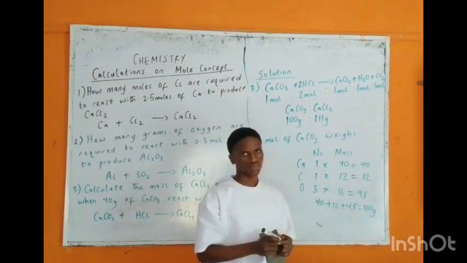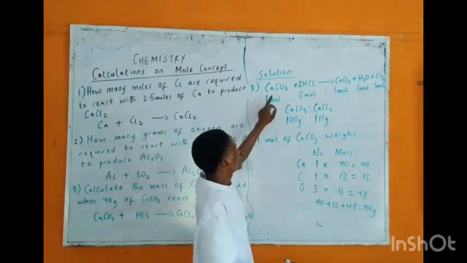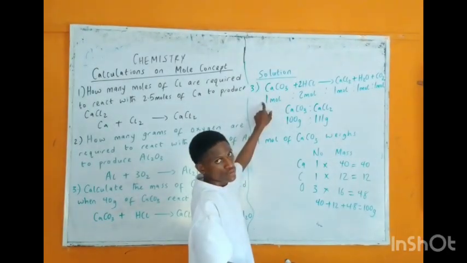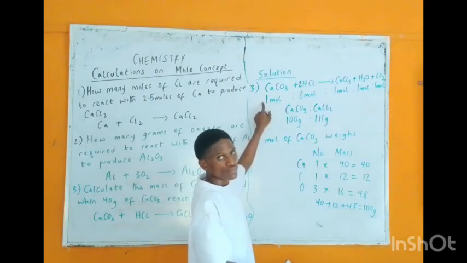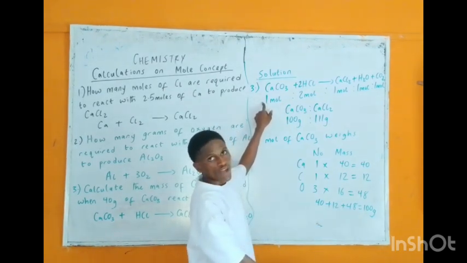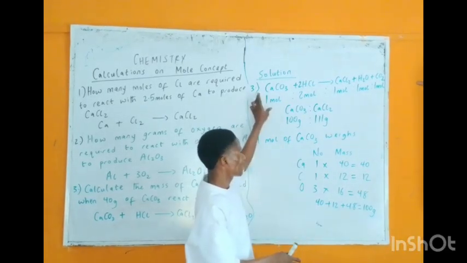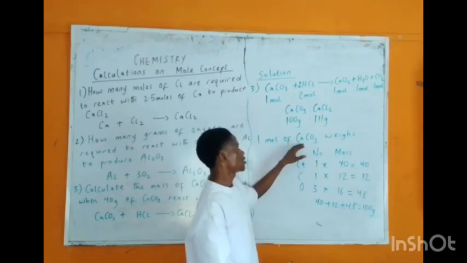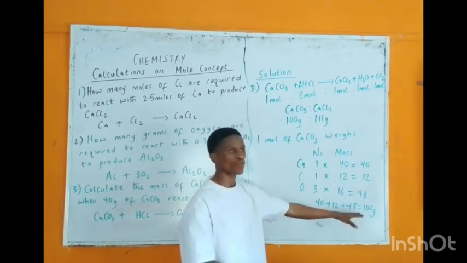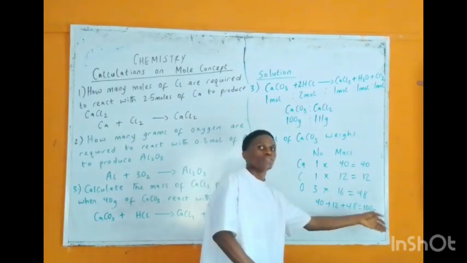Now please take notes. Very, very compulsory. If we have 2 here, it means we multiply anything we get times 2. If we have 3 here, we multiply by 3. But since we have just 1 here, we leave it like that. 1 mole of calcium carbonate weighs 100 grams. So this 1 times 1 will still give you 100 grams.